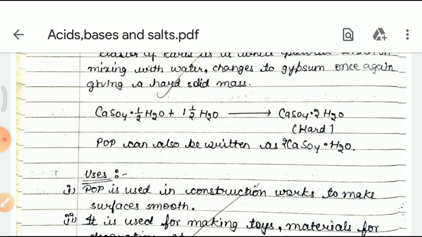जब भी POP walls के ऊपर या कहीं पे भी अप्लाई करते हैं तो वो इनिशियली क्या होता है, पेस्ट जैसा होता है, लेकिन टाइम के साथ में वो क्या होता जाता है, हार्ड होता जाता है, राइट. So by this property the POP is very useful in our day-to-day activities, right.